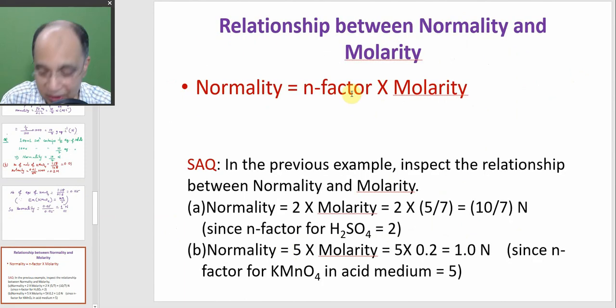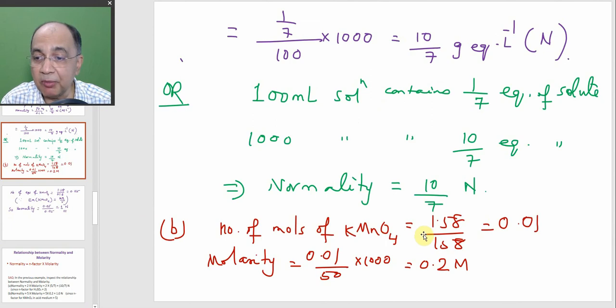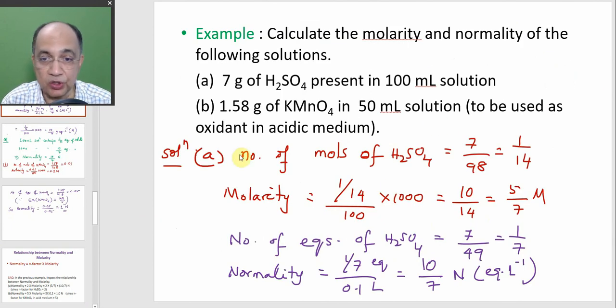And what is the relationship? Here I have taken KMnO4 as a solute which is to be used as an oxidant in acidic medium, but the N factor is 5. You remember? So 1.58 gram of KMnO4 in 50 ml solution. What is its normality and molarity?